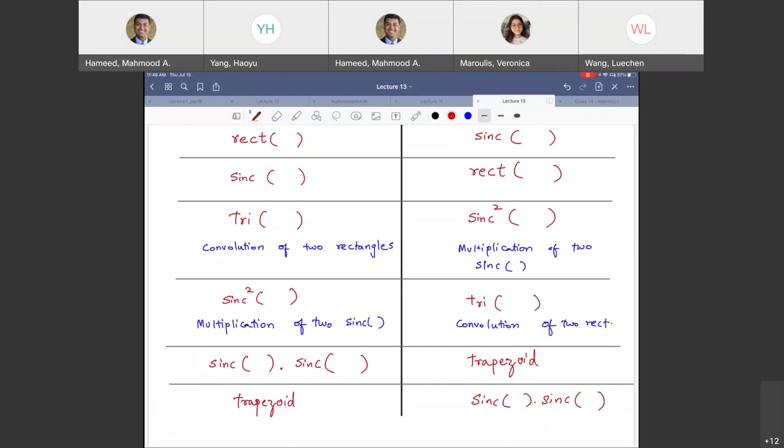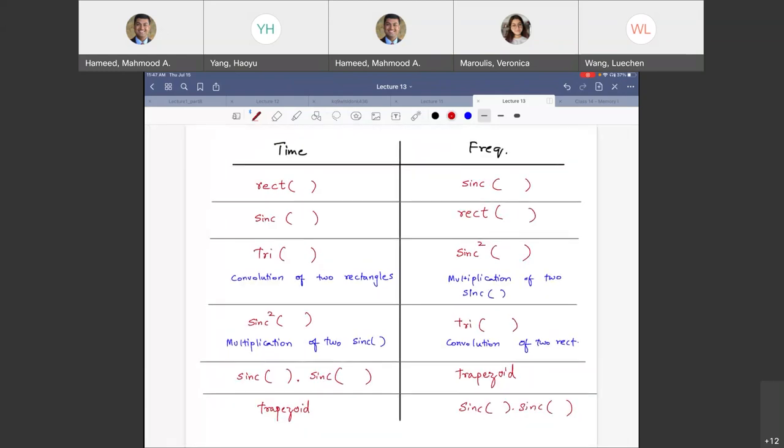Next, you have two different sincs in the time domain. Multiplication in time, convolution in frequency of what and what? Two different rectangles. Two different rectangles convolved in frequency give you a trapezoid, something like a realistic low-pass filter. Trapezoid in time will give you a sinc multiplied by another sinc in the frequency.